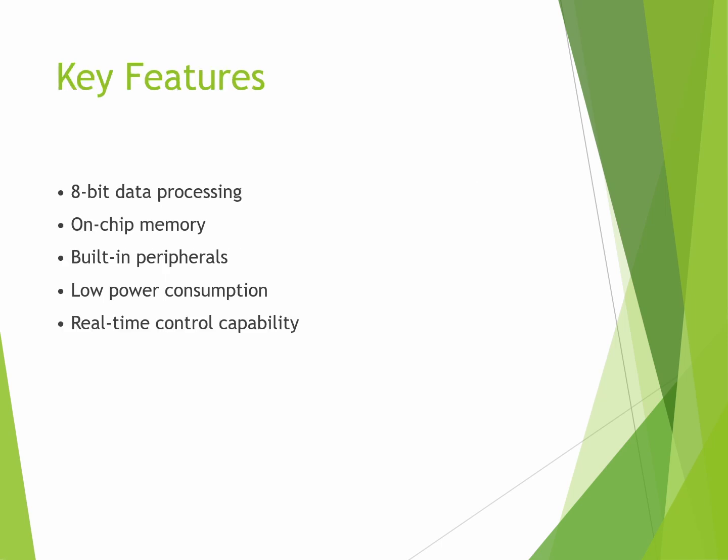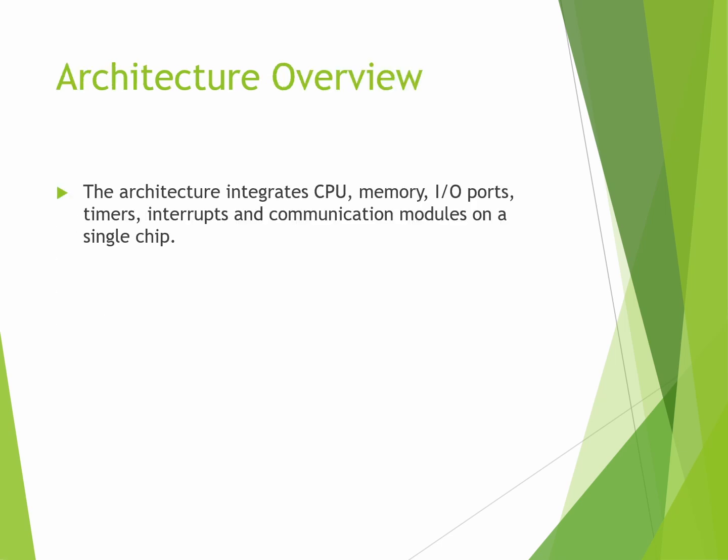These are the key features of the 8051. The first feature is 8-bit data processing. It can process 8 bits of data. Then it has on-chip memory, which is integrated on the 8051 chip itself. It has built-in peripherals. Next is low power consumption. The last feature is real-time control capability. It has real-time controlling options also.